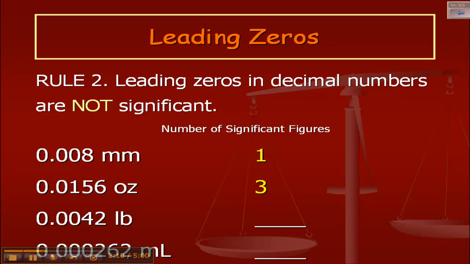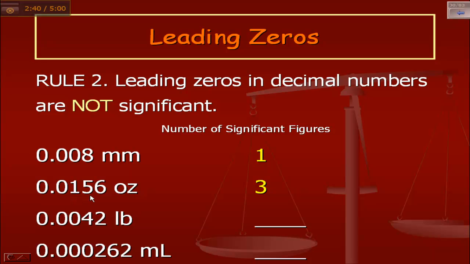So let's talk about the zeros. First rule is about what we call leading zeros. All right, a leading zero is a zero that comes before your number. Think of it this way. If you would not include this 0 in your scientific notation, then it is not going to be significant. So in 0.008 millimeters, these zeros are all leading zeros. None of them are significant. So there's 1 significant figure.